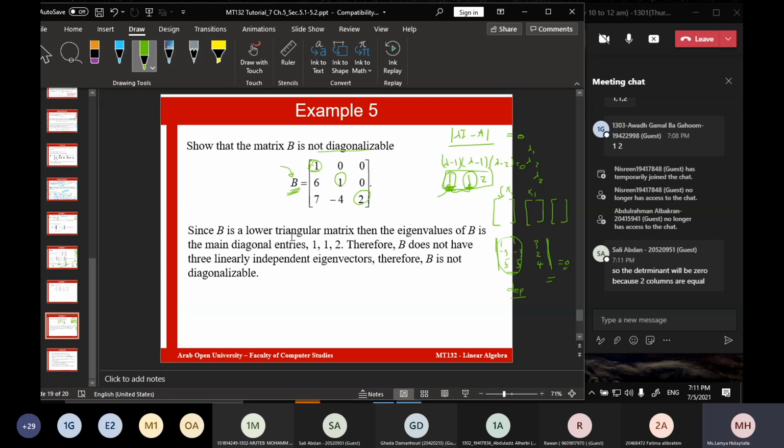Since B is a lower triangular matrix, the eigenvalues of B are the diagonal entries, 1, 1, 2. Therefore, B does not have three linearly independent eigenvectors, because two of them are the same. Right? So they are not linearly independent. Already this one is the same as this one, and I can get it by multiplying by 1. Correct? So they are linearly dependent, so it is not diagonalizable.